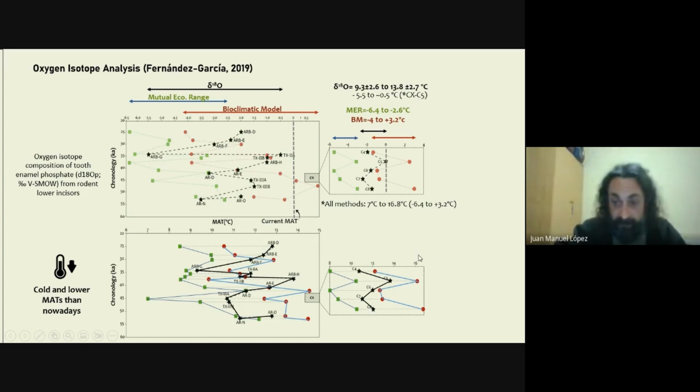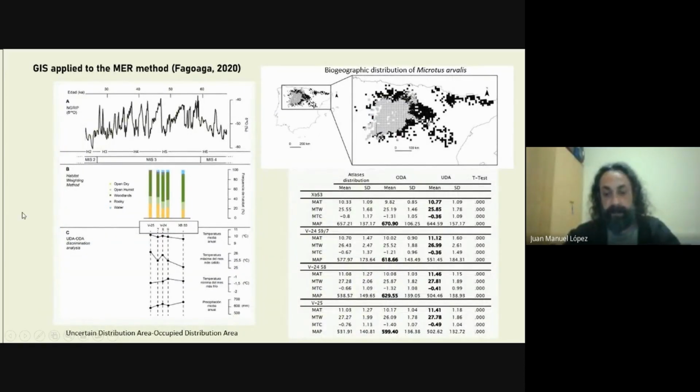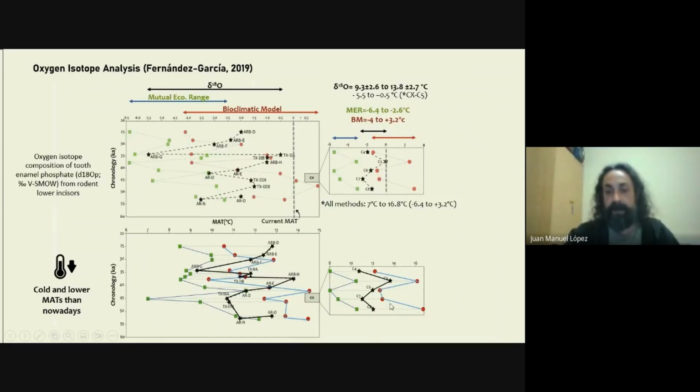Here, for example, in this square, we can see the different methods, and this is the oxygen isotope. The values you can obtain with the different methods are different, but they are within a standard deviation range. But the important thing is that if you have a sequence and you can make an interpretation of it, the tendency is the same, although the exact temperature values differ when using different kinds of methods.